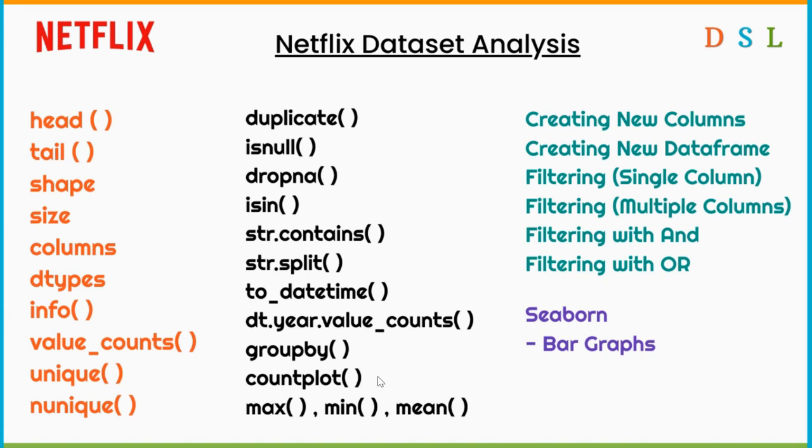To draw the bar graph, the countplot, and the mean, max, and min functions. And we will also learn how to create new columns, new data frames, and we will apply filtering on a single column as well as on multiple columns. And we will use the AND operator as well as the OR operator in the filtering. We will also draw the bar graphs using the Seaborn library.